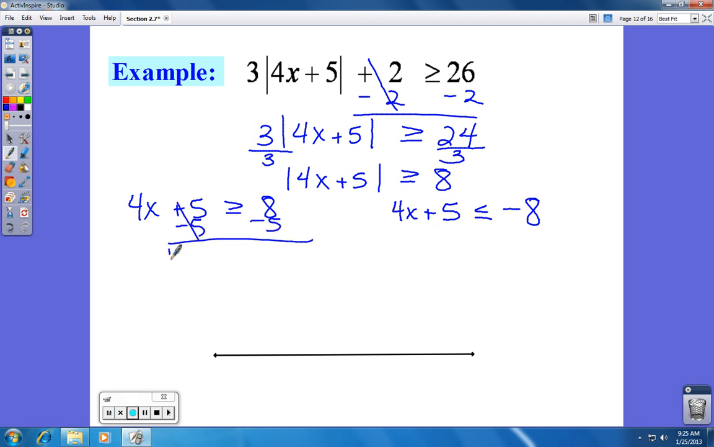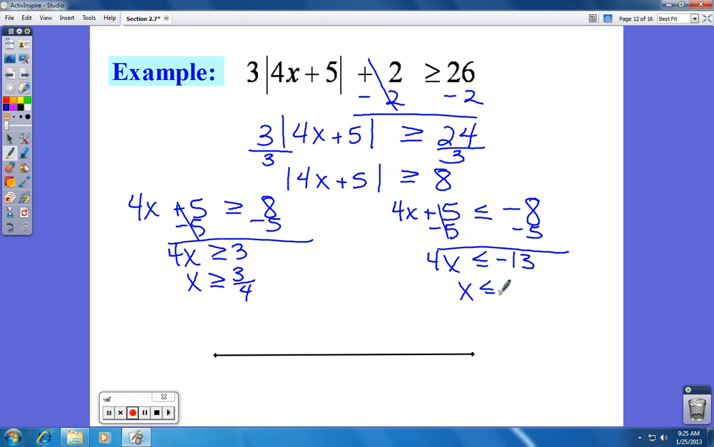So here we're going to subtract 5, we end up with 4x greater than or equal to 3. Divide by 4, that gives us x greater than or equal to 3 over 4. That's our first inequality. Our second inequality, we're going to subtract 5. We end up with 4x is less than or equal to -13, and divide by 4 again, we get x is less than or equal to -13 over 4.